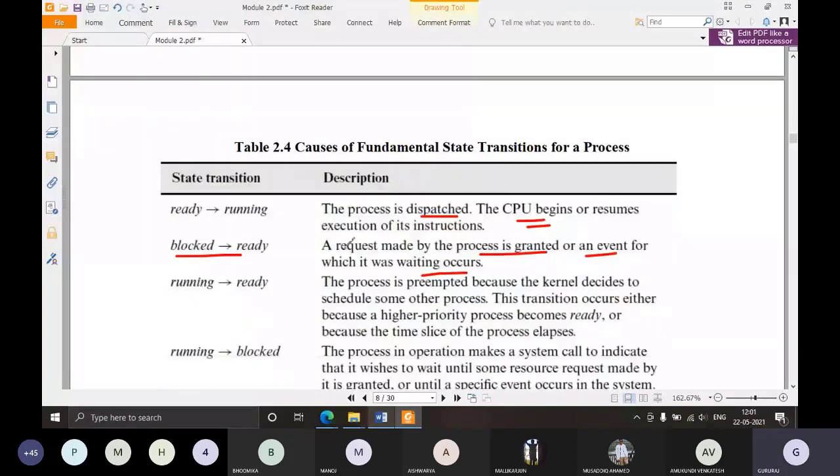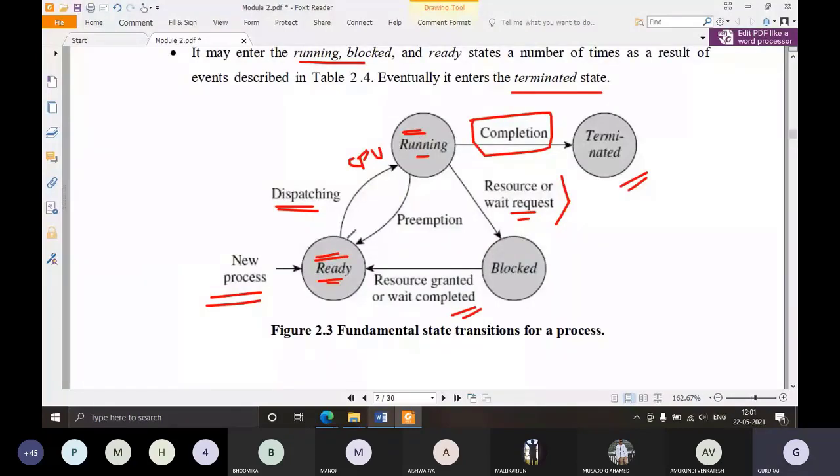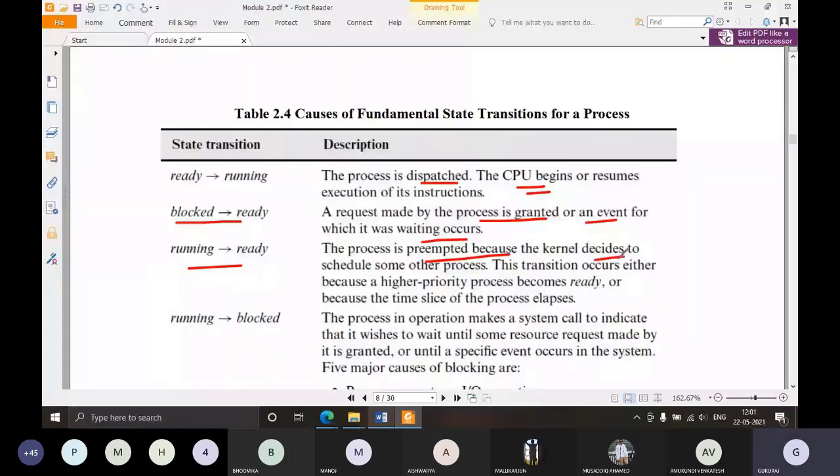Next is running to ready. When will this happen? If a process is already given the CPU and it is executing, and that process is preempted or the time slice is over. Here, the process is preempted because the kernel decides to schedule some other process based on higher priority or time slice.